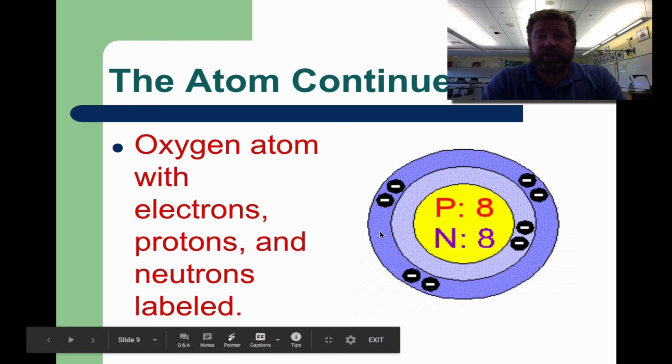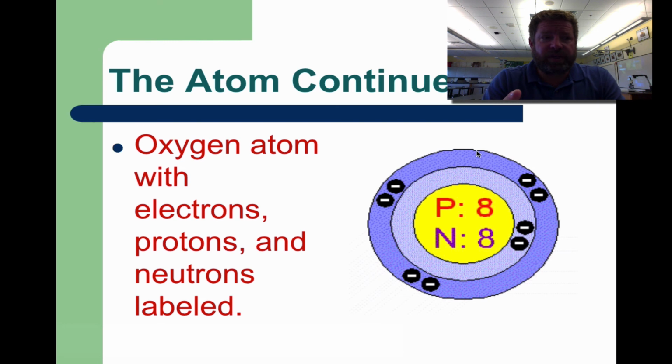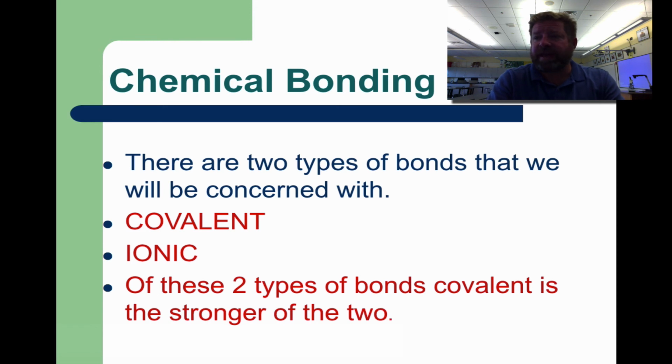So here's an example of an oxygen atom. I would have drawn it a little differently, but we have 8 protons, 8 neutrons in the middle. We have 2 electrons in one ring, and in this case, 6 electrons in the other ring. I would have put them at 12 o'clock, 3 o'clock, 6 o'clock, 9 o'clock, and then had one pair up top that are paired together. But this model is acceptable though.